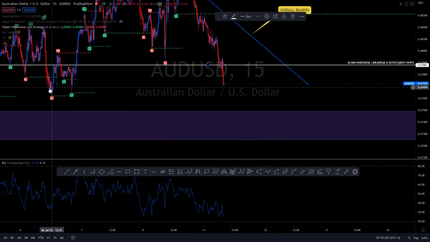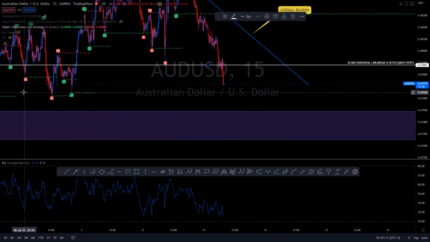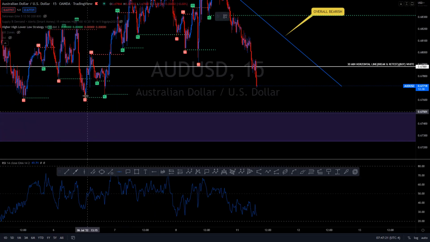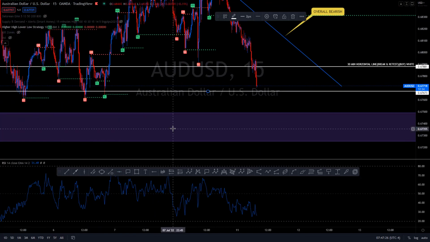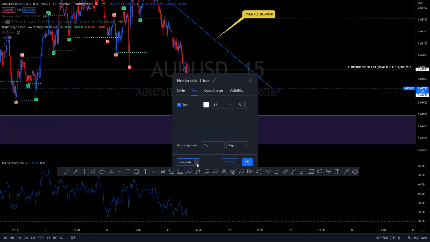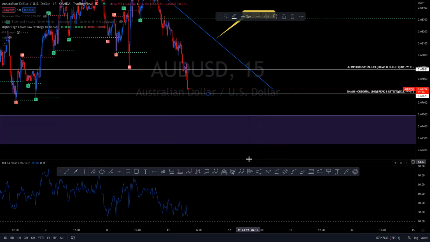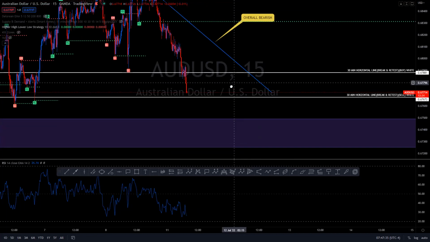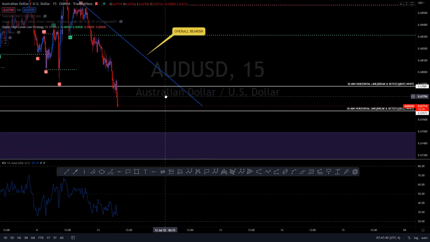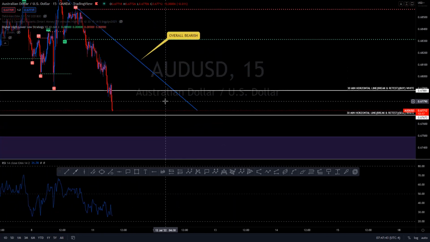Now, in order for it to sell a lot further, I'm probably looking for it to at least maybe cross this low here. Maybe down to here. And this is going to be the break and retest for the sell. All right. That's what I'm going to be looking for. Now, move this all the way over here.